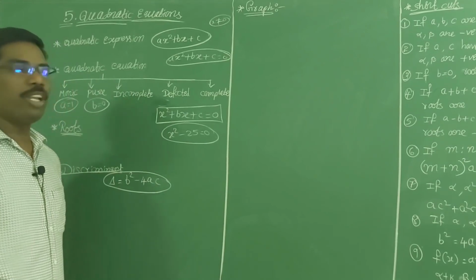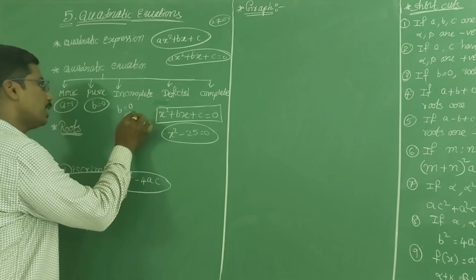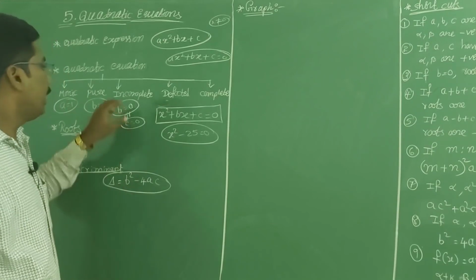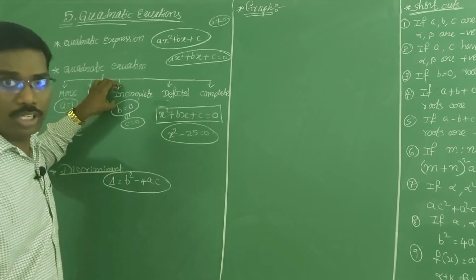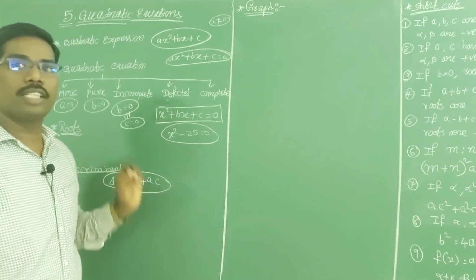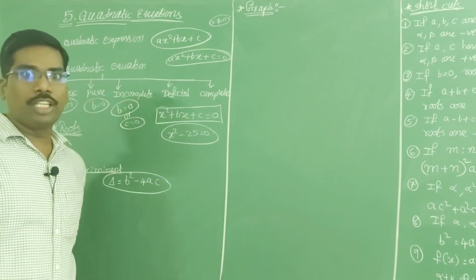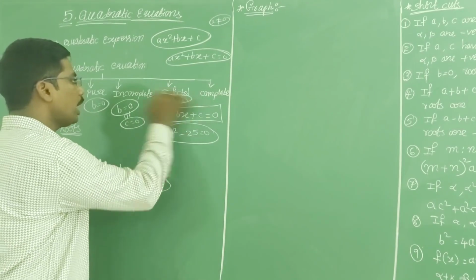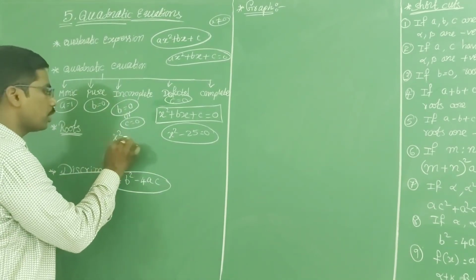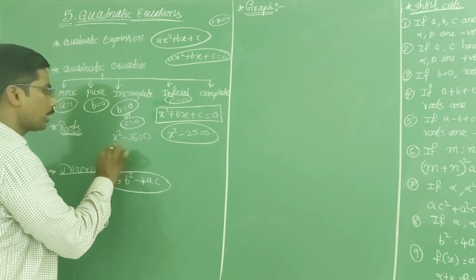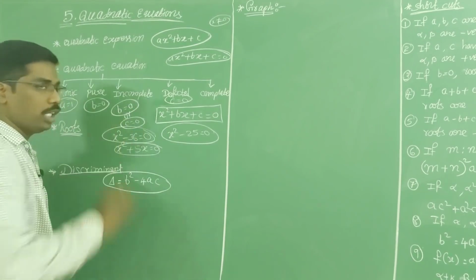Next, incomplete quadratic equation. If b is equal to 0 or c is equal to 0, then that is called an incomplete quadratic equation. Next, defective quadratic equation. If in a quadratic equation c is equal to 0, then that is called a defective quadratic equation. Incomplete quadratic equations are, for example, x square minus 36 is equal to 0 or x square plus 5x is equal to 0.